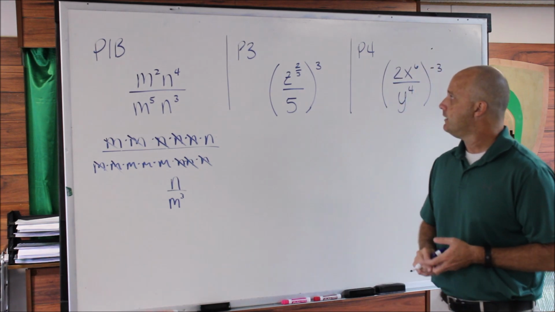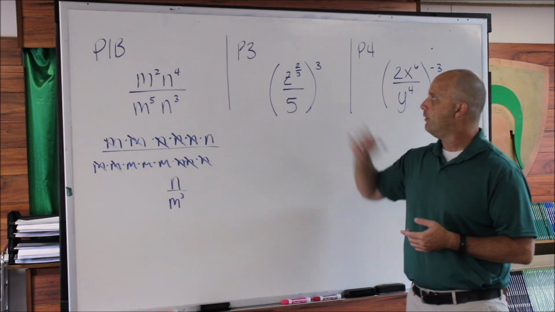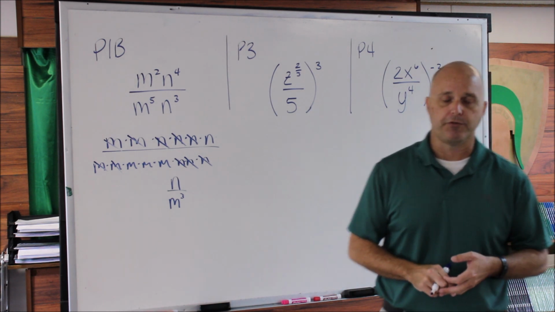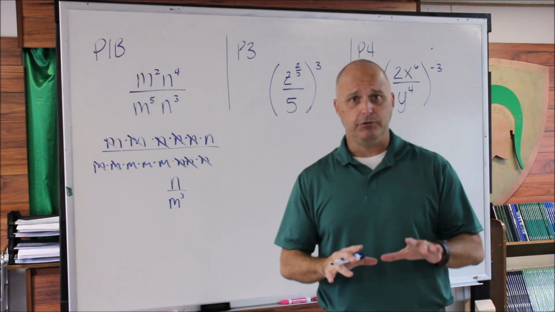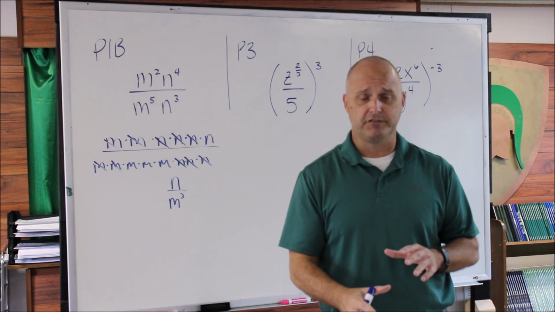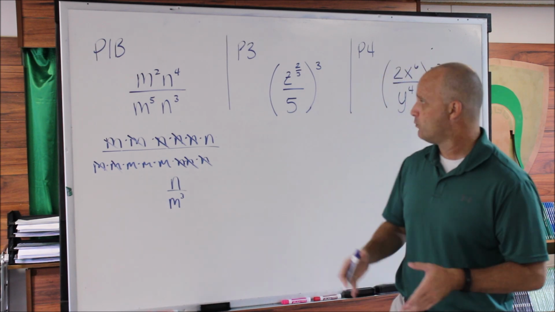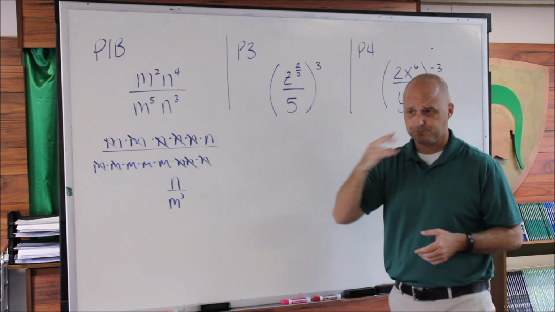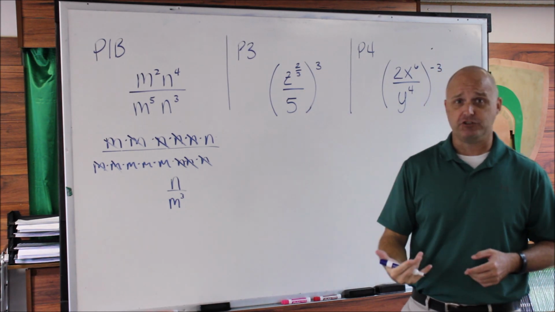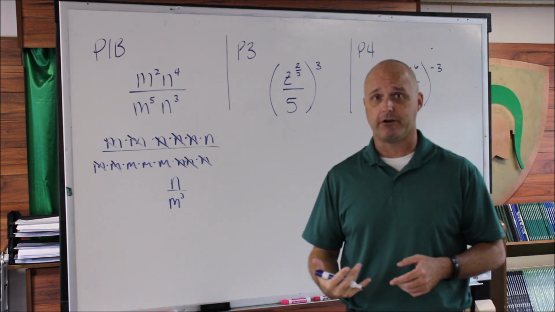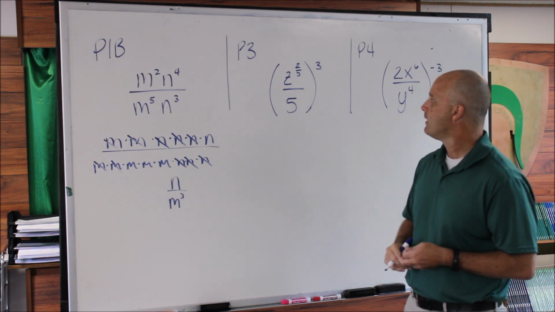Now with this, in problem number 3, we're given z to the 2/3 over 5, and both of those are being raised to the 3rd power. I don't normally like giving you rational exponents, but the rational exponent is going to be gone once we do our distribution. So I'm not worried about you having a fractional or a rational exponent here, because it's not going to stick around for any length of time.